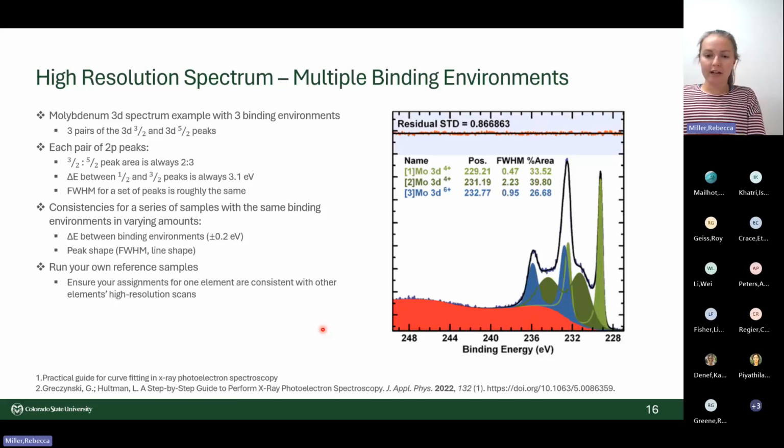Another good practice for analyzing complex samples like this is to run your own reference samples if you can. If you have a complex mixture in your sample, but you have your starting materials, and you expect those to show up the same in your end material, it's just being mixed, then run those starting materials and see what the high resolution spectra look like. It can help you with fitting the complex mixture in the end.